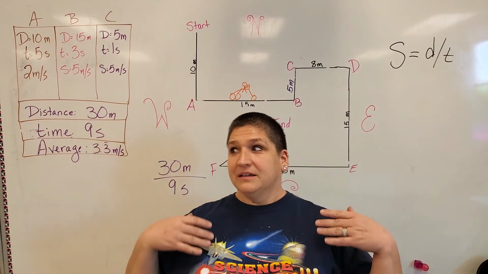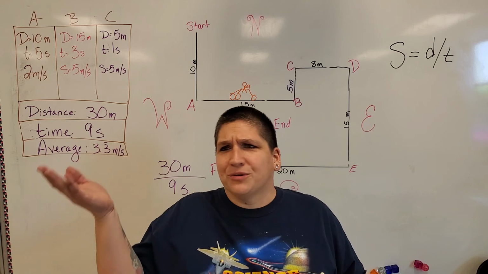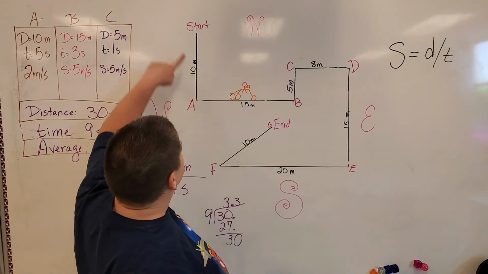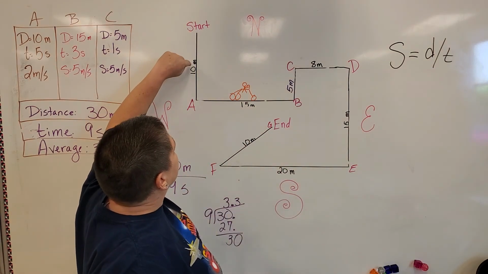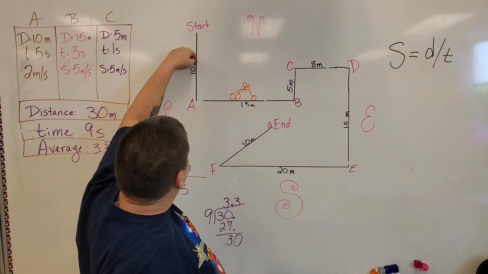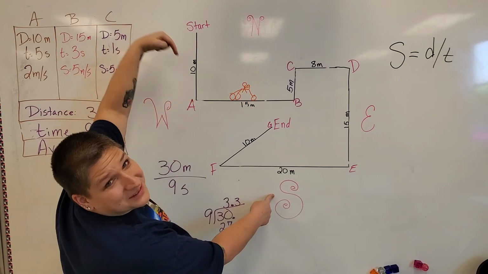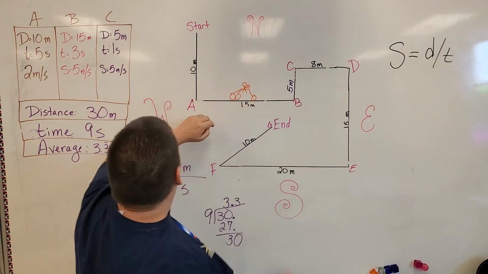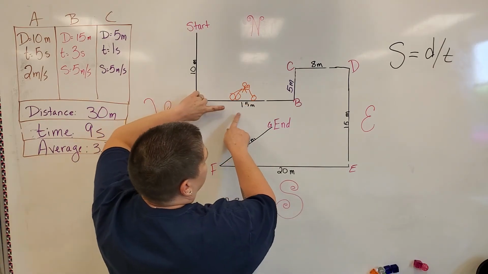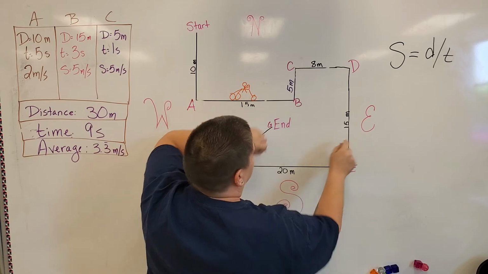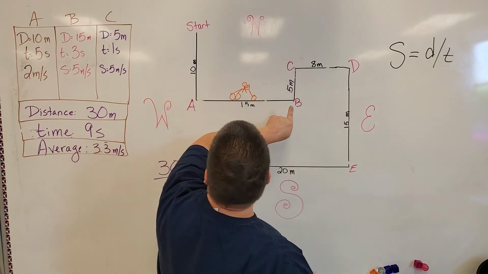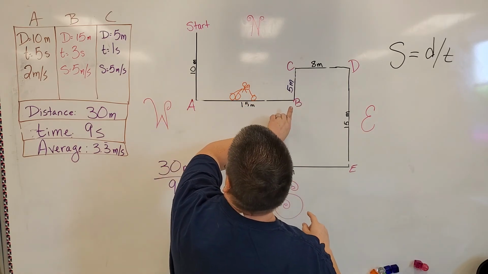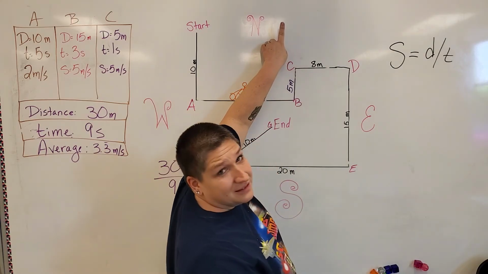The only other wrinkle that you have besides solving for your average is what is velocity. Velocity is just speed plus a direction. So you would say, for instance, I went the speed of 2 meters per second south, because I was heading south on my map. If I was heading this way, my second one, I was going 5 meters per second east. And then finally, on my third one, I was going 5 meters per second north.